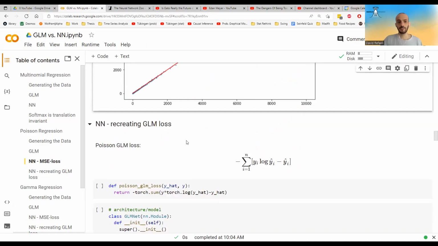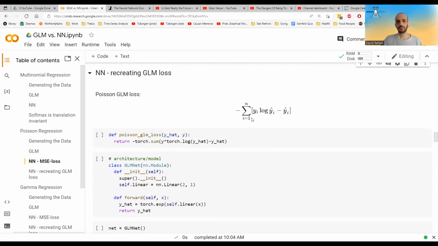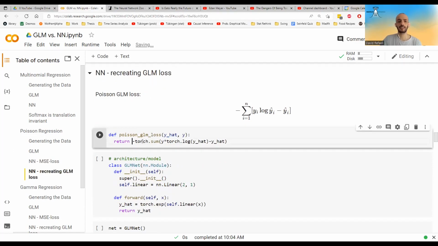Now let's try to recreate the GLM loss. If we recreate the GLM loss, it just looks like this. And so I created a custom function that just calculates this. It takes the outputs of the neural network, the predicted y hat, and the true targets, the true y's, and it calculates this: y times log of y hat minus y hat. It takes the sum of it and it takes the minus of it.